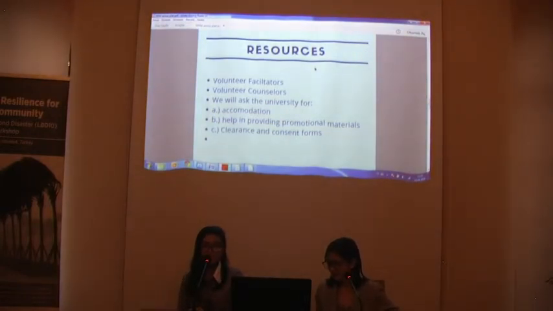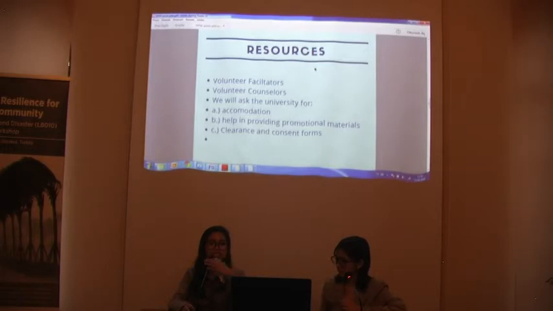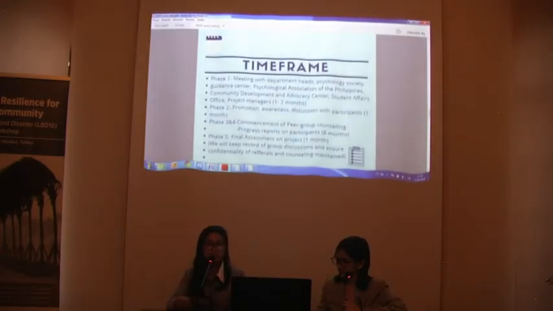So we will ask the university for accommodation, help in providing the promotional materials and the clearance and consent forms, because we are going to focus on the students of St. Paul University. Therefore, we hope to ask the university to help us in this endeavor and give us access to some parts of the university, like the gym or some classrooms.